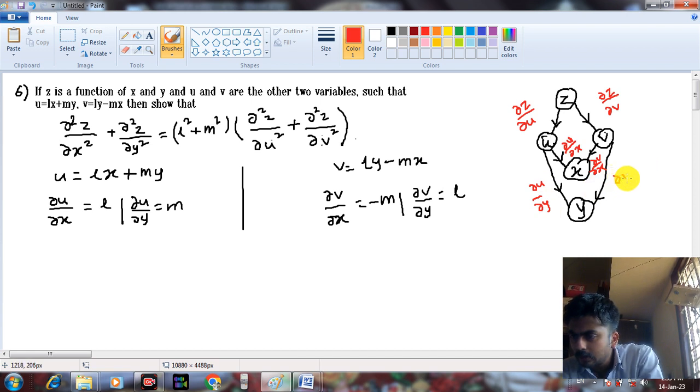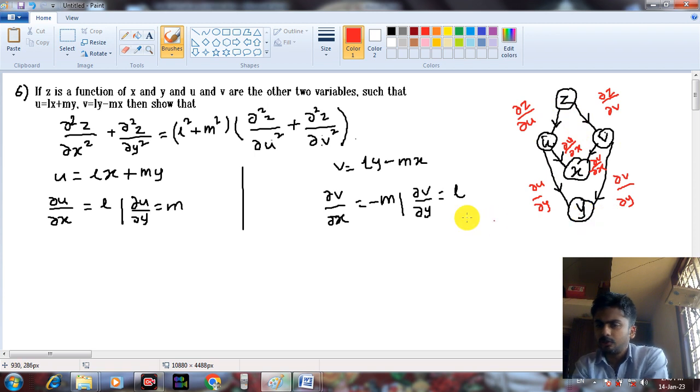Here it is ∂u/∂x, ∂v/∂x, ∂u/∂y, and ∂v/∂y, along with ∂z/∂u and ∂z/∂v. Now from z we can reach x, and from z we can reach y. So we are having two formulas. That is what I am going to write here.